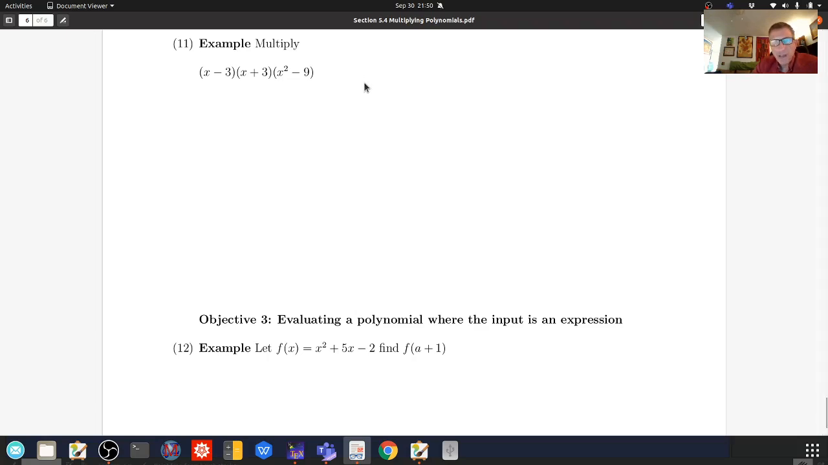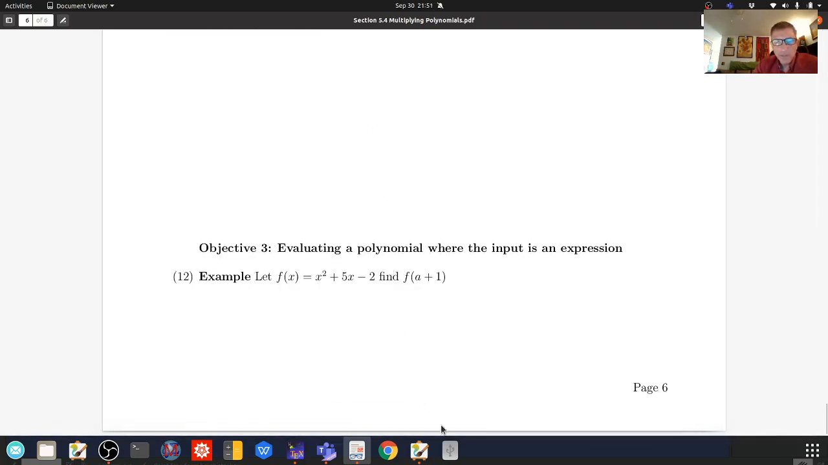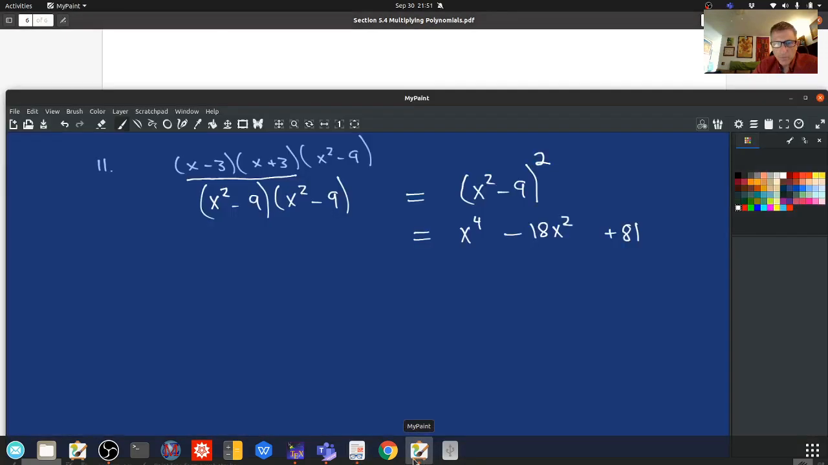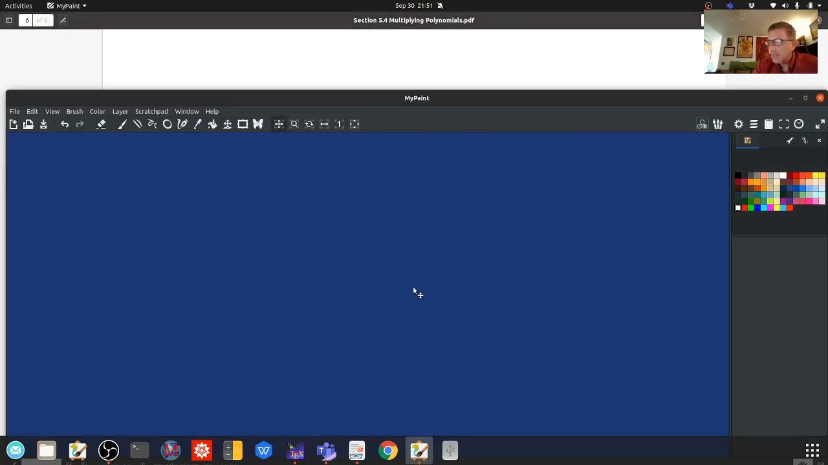So now we're just going to evaluate polynomials where the input is an expression. So I'll just go ahead and write this. I literally think it's my last page, so I cannot scroll up. So I'm going to write it down here. We're going to let f of x, that's function notation, and remember every polynomial can be made into a function, equal x squared plus 5x minus 2.